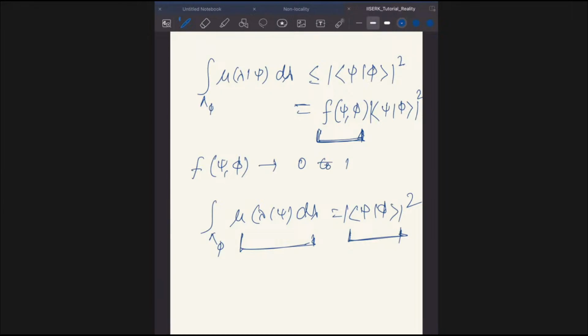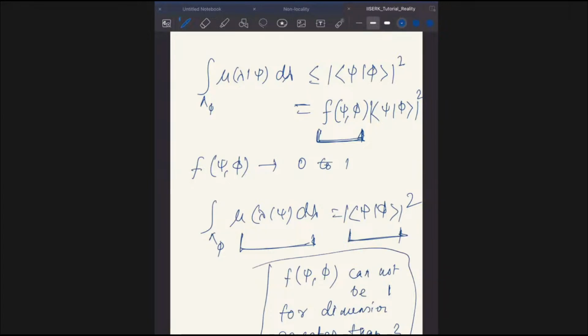So they have calculated it also, f(psi, phi) is already there. f(psi, phi) cannot be 1 for dimension greater than 3. This is a very precise result. So you can then check from this what happens to the reality, whether psi is a part of reality. What can you say from here about whether psi is a part of reality or not?